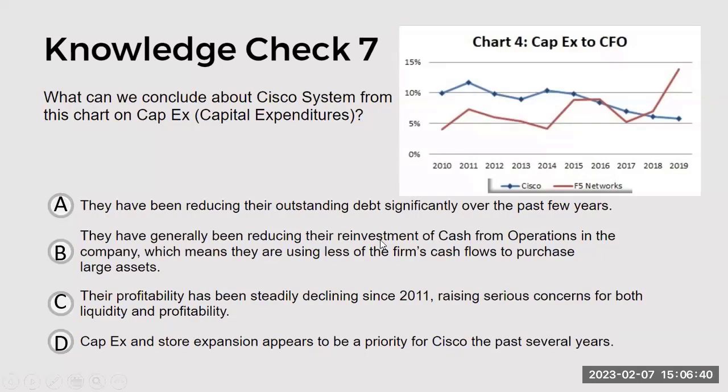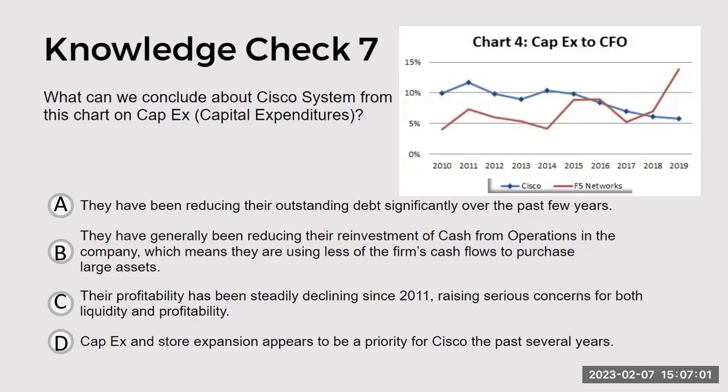They have generally been reducing reinvestment of cash from operations in the company, which means they're using less of the firm's cash flow to purchase large assets. That sounds good to me, but let's see. Their profitability has steadily declined. There's nothing about profitability in here. Cash from operations is not profits. CapEx is not profits. There's no profitability in here.